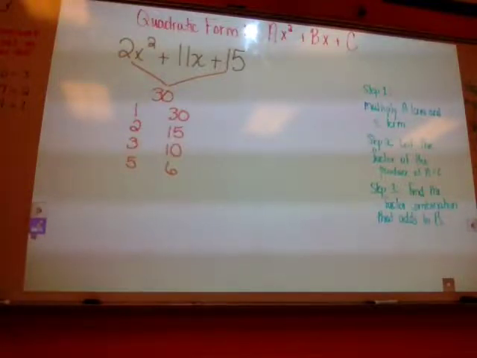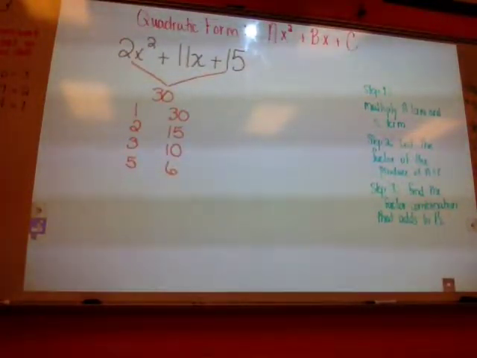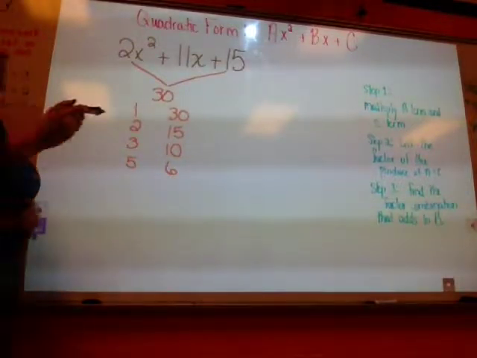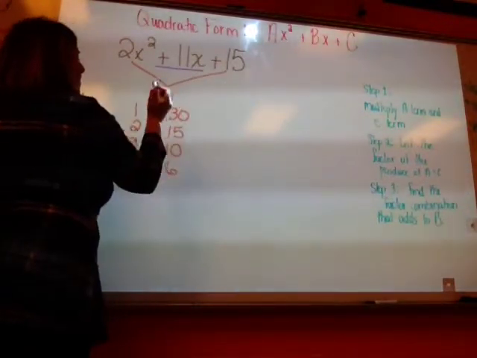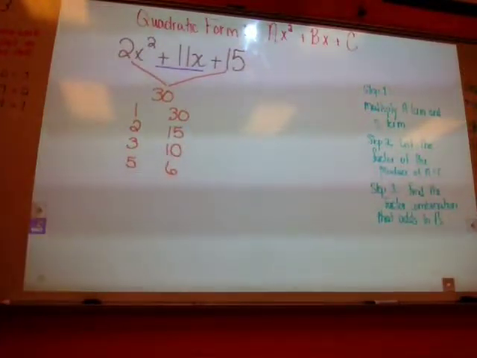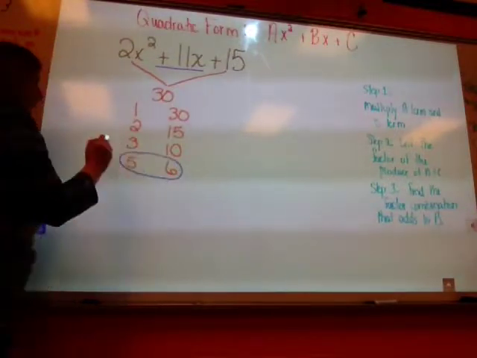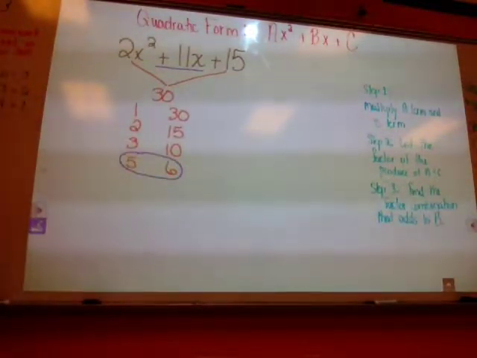What am I trying to do with my factors? I'm trying to find the one that does what? That adds to 11. Okay, I want it to add to 11. So which of my groups add to 11? 5 and 6. Okay, so 5 and 6 adds to 11.